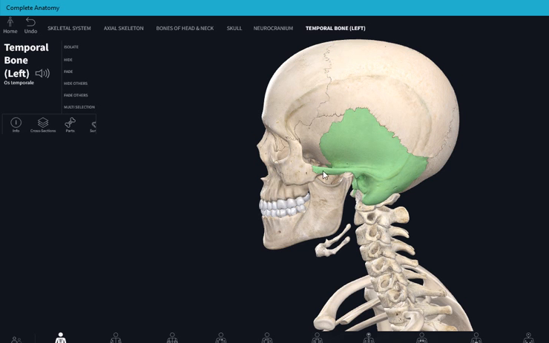Here you see that at this portion it's connecting with the zygomatic bone, so it's going to be called the zygomatic process of the temporal bone, and here is going to be called the temporal process of the zygomatic bone. Here it is going to be called the frontal process of the zygomatic bone, because it is connecting to the frontal bone.